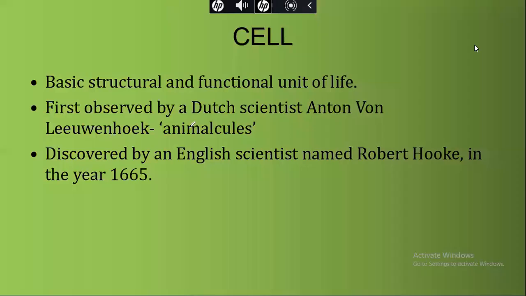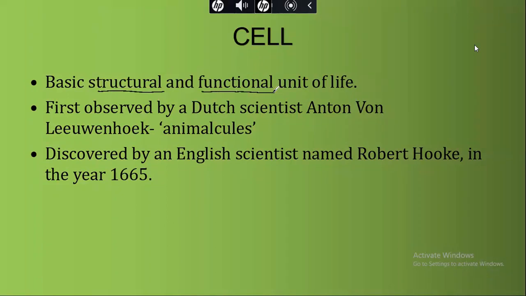So cell is the basic structural and functional unit of life. In the definition itself, we can see structural. So it gives a structure to the organism. The cell is the basic unit which gives the structure to the organism. So we have hands, legs, nose, eyes. These are structured. What gives them this structure? Because of the cells. Cells give the structure to every organism.